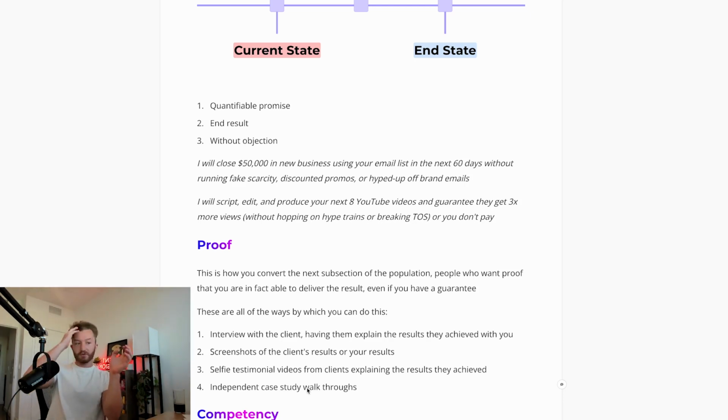Every single form of social proof should present a current state, and then something was executed and it resulted in an end state. It's a story, right? Current state, gap, end state. And then you are the gap. You are the thing that gets them, or yourself, to the end state, right?